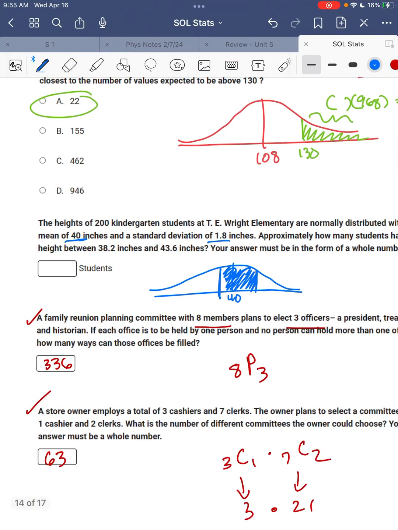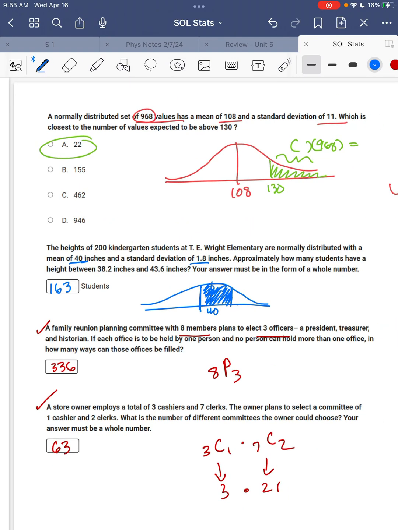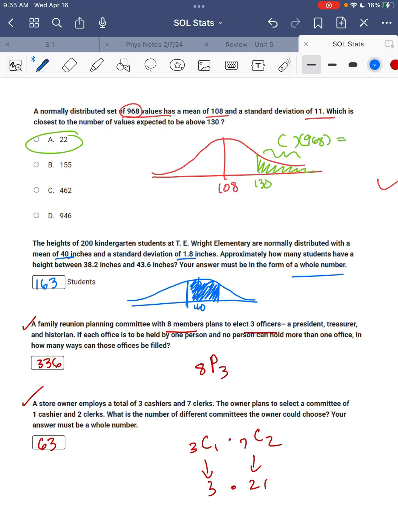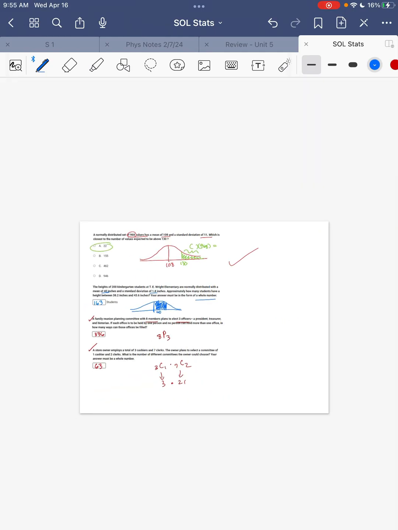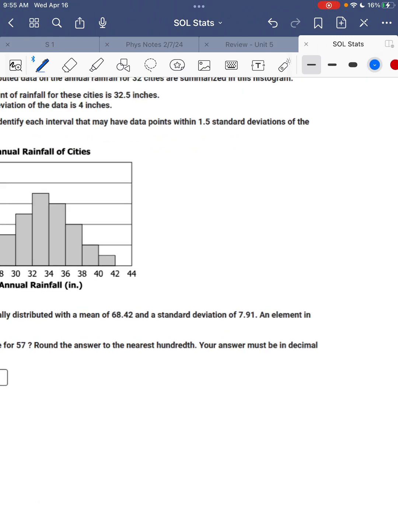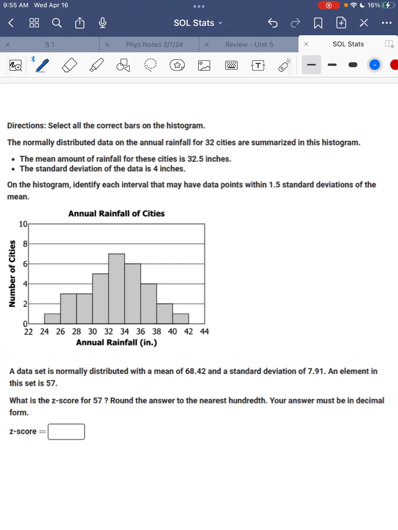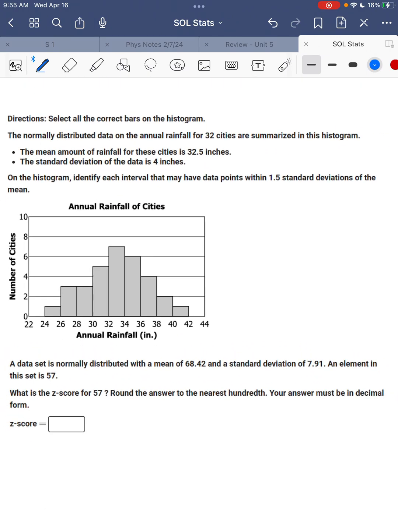So these numbers, they would accept 163 or 164, however you want to think of it, because rounding will change it a little bit. Okay, and answering a whole number. All right, so next page. So here we go. We got normally distributed data for 32 cities. The mean is 32.5, standard deviation is 4.